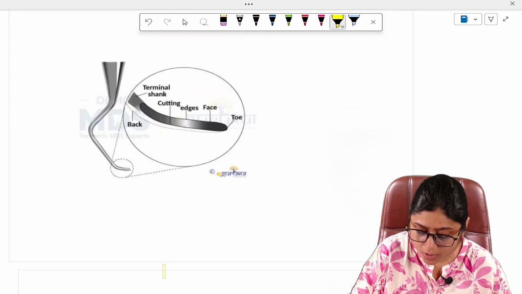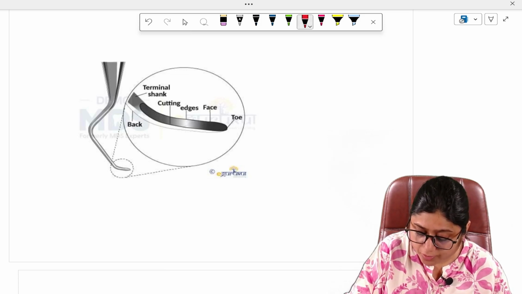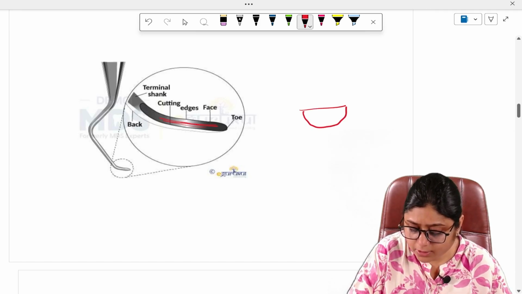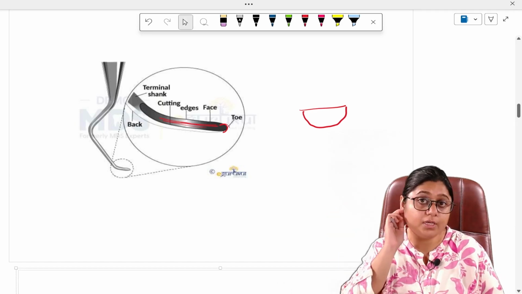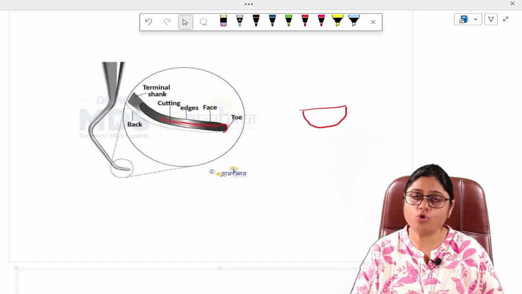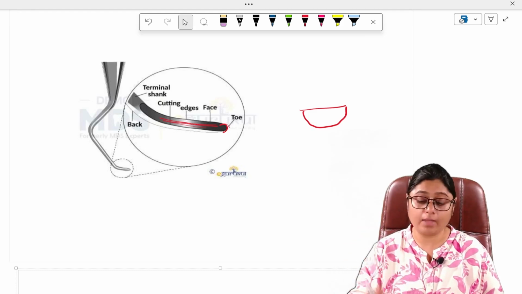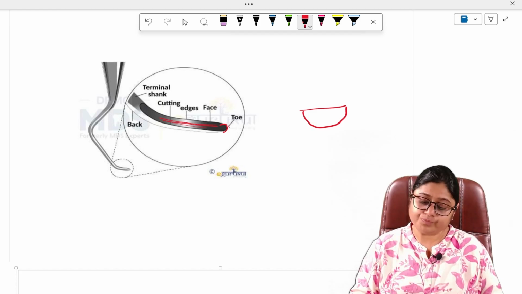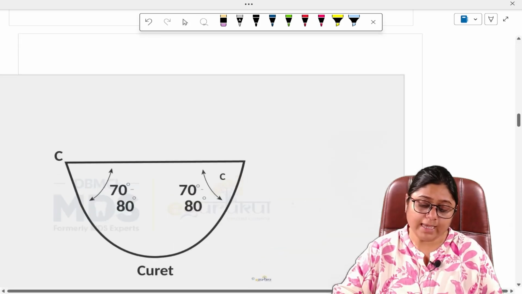So, this is how a curette looks. This is the design which I explained to you. This is the face of the curette. Here, this is the toe, the tip of the instrument, and what does this toe do? It goes inside the tissues, and because of its curved surface, it will not injure the tissues. And when you look at it in cross section, this is how a curette looks.